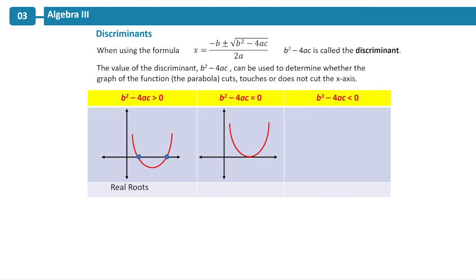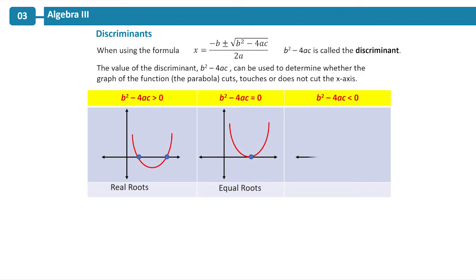If b squared minus 4ac is equal to 0, our graph touches the x-axis. In this case, when we solve for our values of x, we would have equal roots. This means that when you solve for the value of x in your quadratic equation, you would get x equal to plus or minus a value, so x is equal to plus or minus 4, i.e. you have equal roots. This means that your function touches the x-axis.